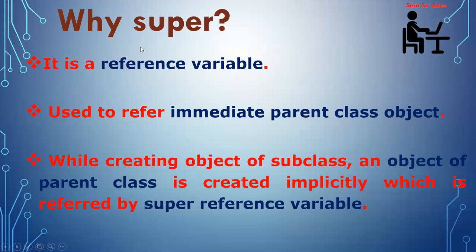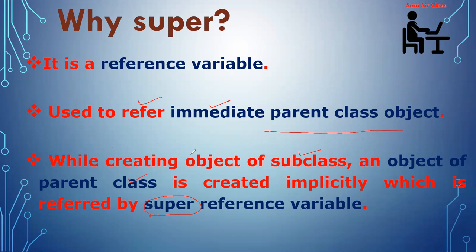Now we'll discuss something. Why super? Once the example we have written, let's relate to all these points. Okay, so super we are using because it is a reference variable. What is the use of that reference variable? It is referring to the immediate parent class object. So while creating the object of subclass, an object of parent class is created implicitly, which is referred by the super reference variable.